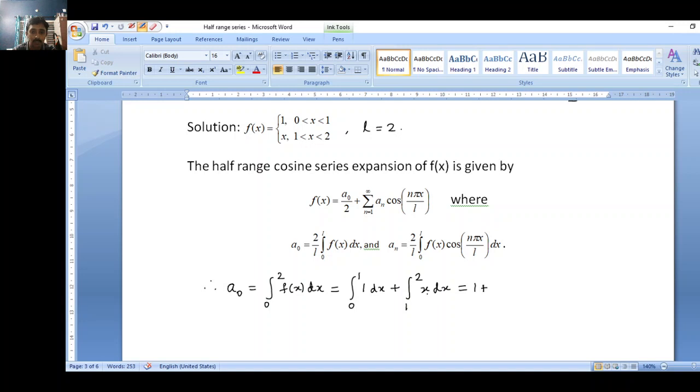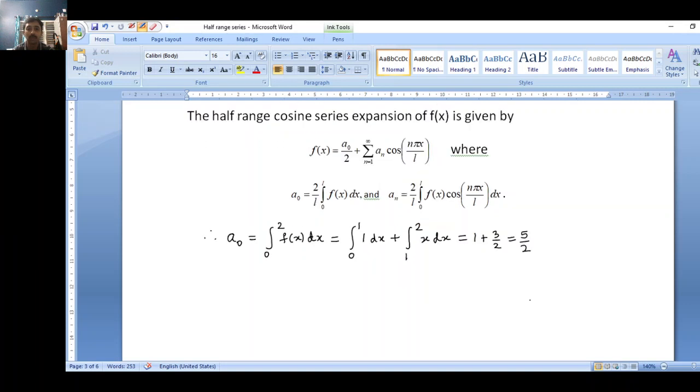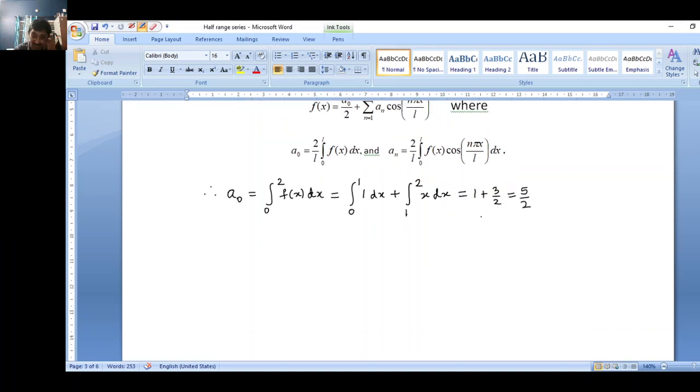And for the second term, this will be x square by 2 upon integration, and so when you go for the limits, this would be 2 square upper limit and 1 square lower limit, so effectively I think this will be 3 by 2. So the value of a naught is going to be 5 by 2. I have hurried a little in this expression, so forgive me if I am wrong with this number as such.